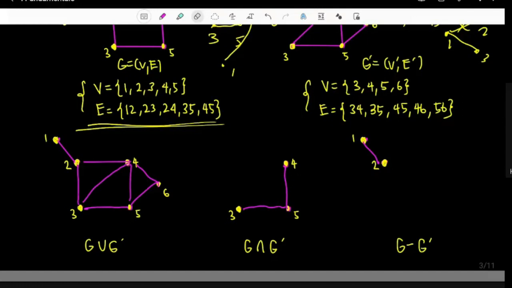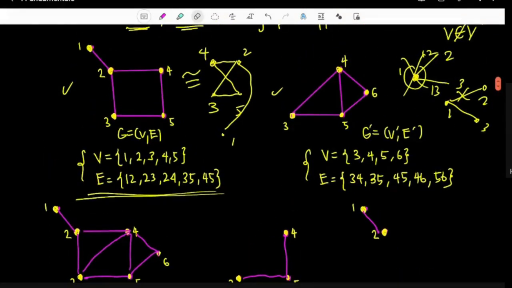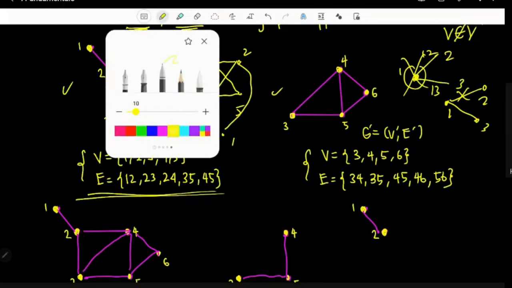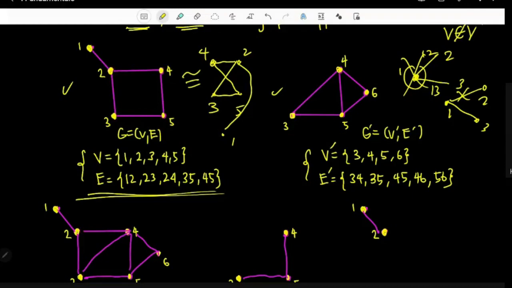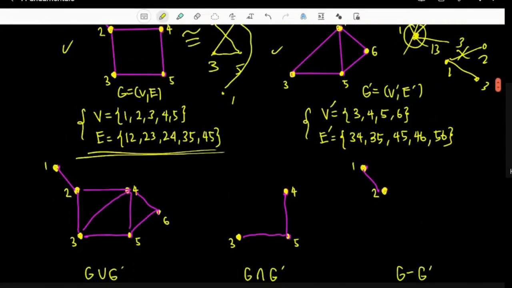Okay. Now, if the graph is not available, you can use the set to get the same effect. So, for example, you get the union of V and V prime. Sorry, V should be V prime. Okay. So, similarly, pwede mo rin naman gawin yan using just the set.